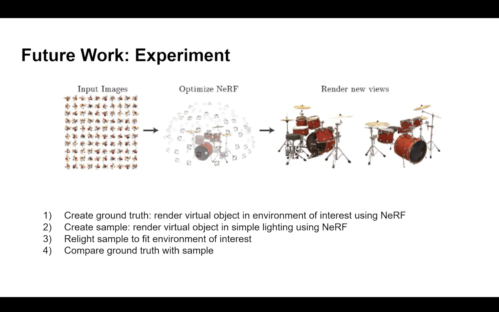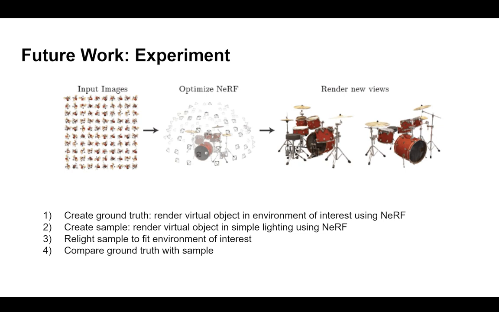Future work would be to form a better method for evaluation in determining if this lighting of the virtual object is actually accurate and a good representation of what the object would look like if it was physically in the environment. To do so, we would want to conduct the following experiment. The first step would be to create a ground truth that we can compare our virtual object to. We would render the virtual object in the environment of interest using NeRF so that that object has the correct lighting profile from the environment.